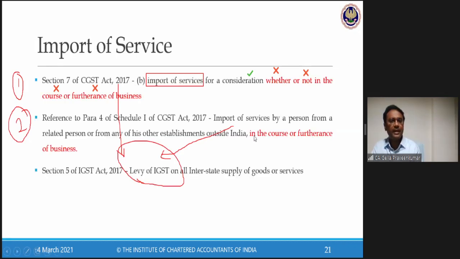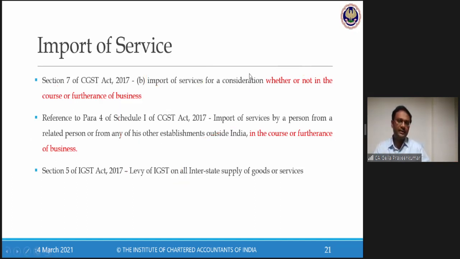So friends, keep in mind, the moment there is an import, either for a consideration or not for a consideration, Section 5 of the IGST Act comes in to say, look, it is a supply. The moment it is a supply, you are supposed to pay IGST on that. So this is one aspect we need to keep in mind in relation to import of services.